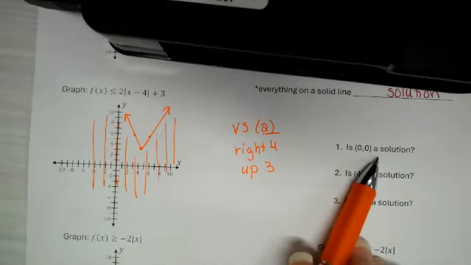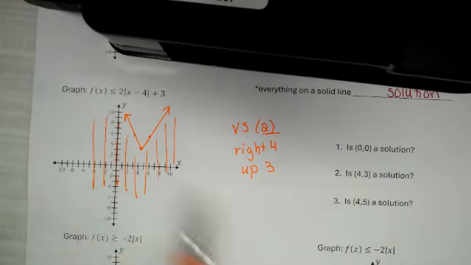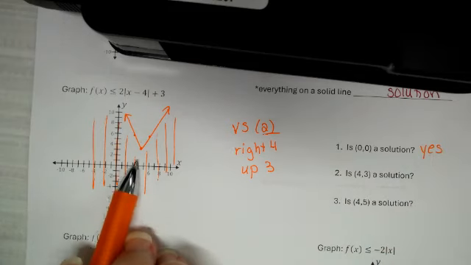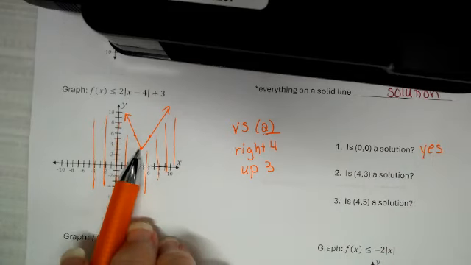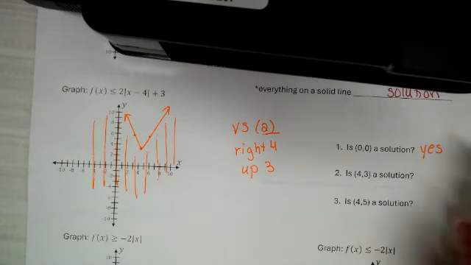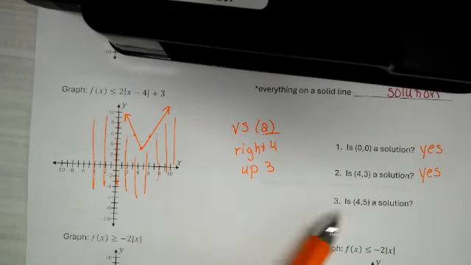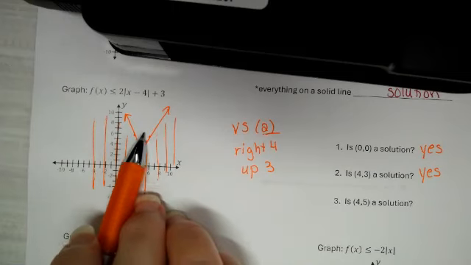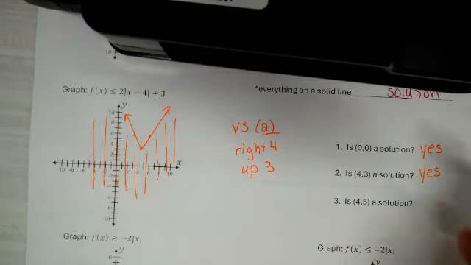So is 0, 0 part of the solution? Is it shaded? Yes. Is 4, 3 part of the solution? Well, that's a point on the solid line. So remember, the solid line is part of the solution. Is 4, 5 a solution? 4, 5. Well, that's inside the part that's not shaded. So no, that's not a solution. That's how that works.